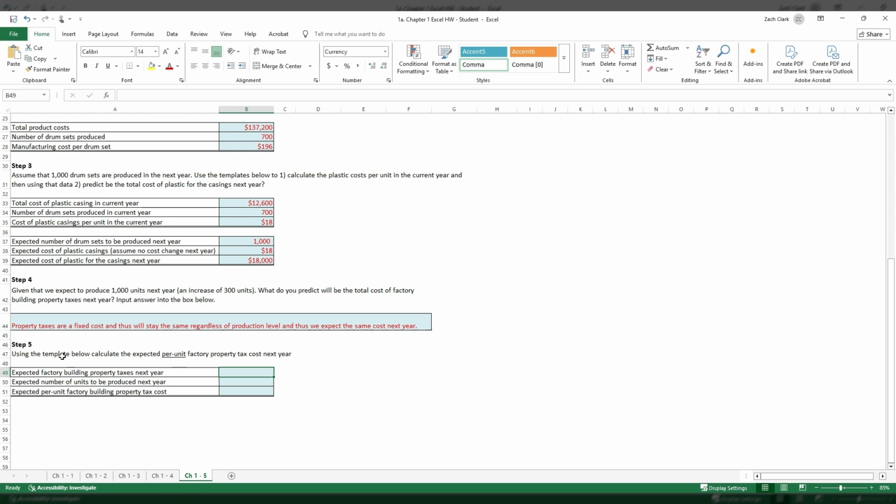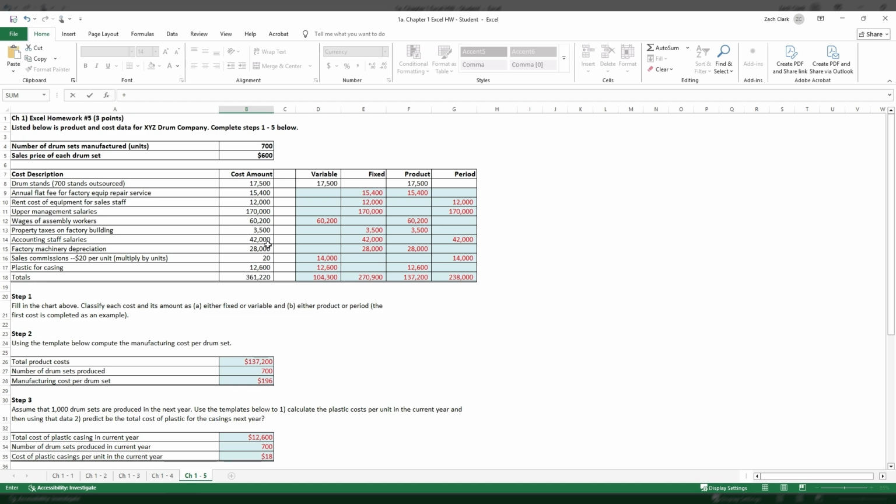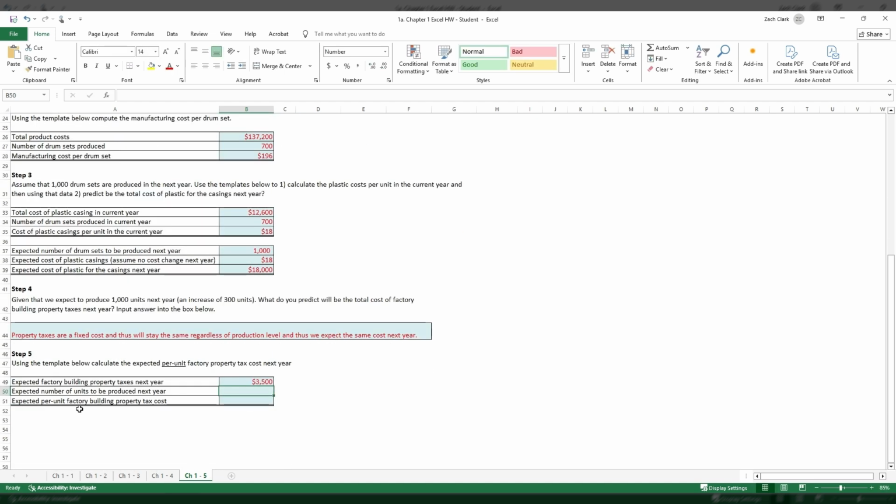Okay, step number 5, using the template below, calculate the expected per unit factory property cost next year. So per unit is the important factor here. The property tax cost we expect to be the same, so 3,500. Expected number of units to be produced, I'll just link that up here, 1,000. And so if we're calculating on a per unit basis, then our per unit factory building property tax cost is $350.